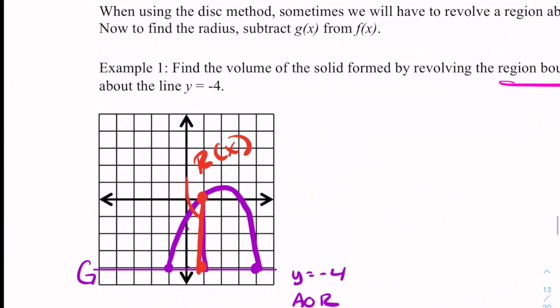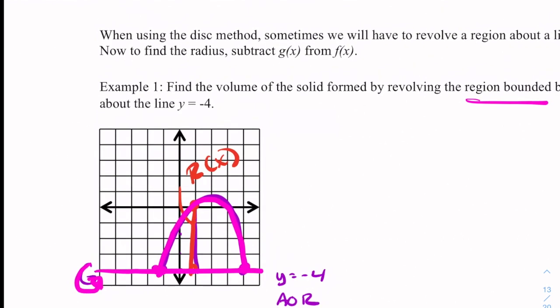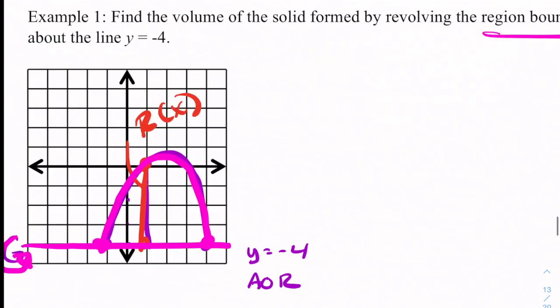So let's draw in our parabola, and we'll draw in our line y equals -4. What we are spinning around is our axis of revolution, which I want you to indicate, is -4. What I do need to find is where my parabola intersects my horizontal line, because that will give me my bounds of integration. So to find the bounds of integration, I'm going to set these two functions equal to each other. I'll say 3x minus x squared equals -4.